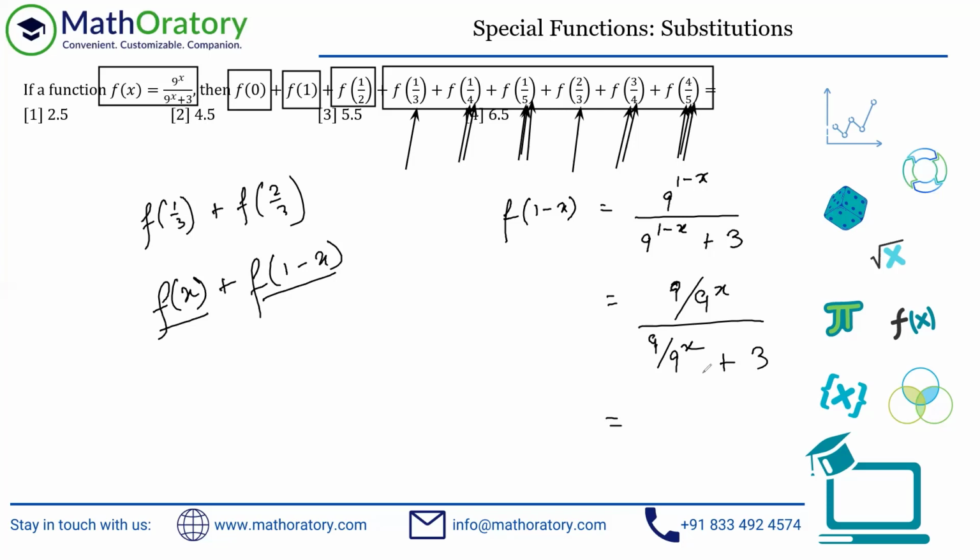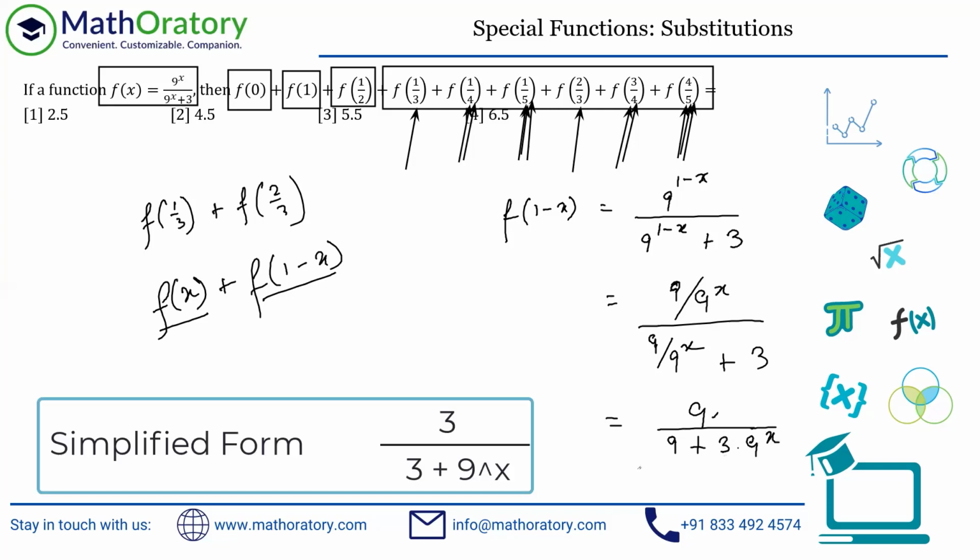Now, just multiply 9 to the power x in the numerator and denominator. So what you have is something like this: 9 divided by 9 plus 3 into 9 to the power x, right? Also, you can take a 3 common from these two terms. So what you get is a simplified form looking like this. So this is a simplified form of f of 1 minus x.